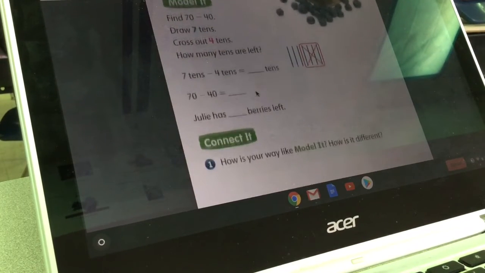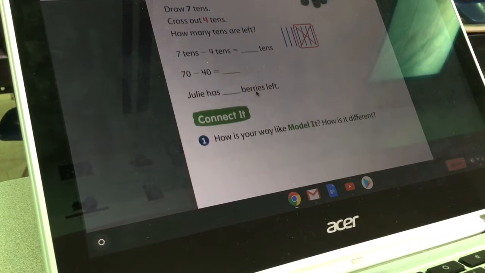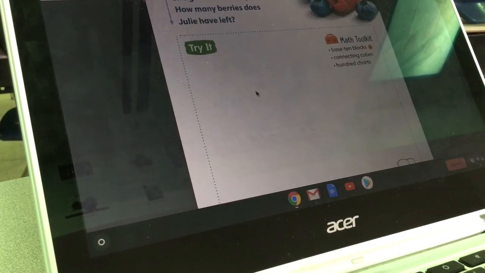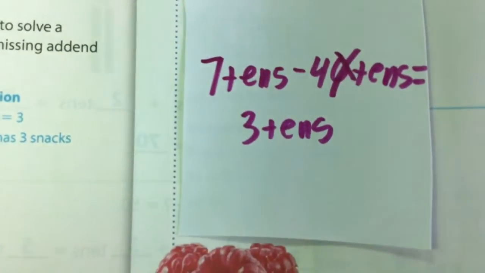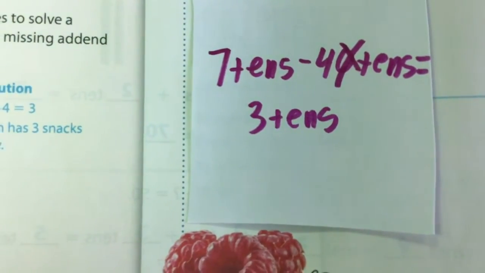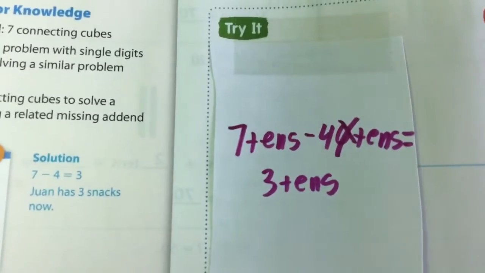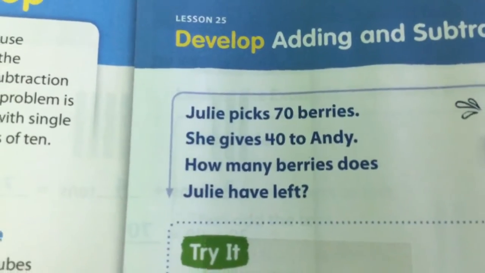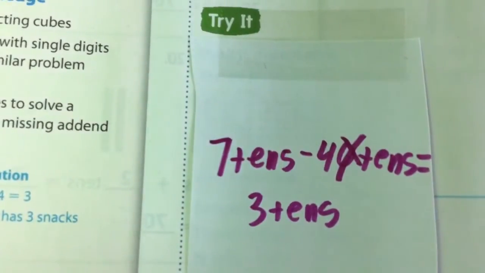All right, let's look at the connect it question. How is your way like model it? How is it different? So if we go back to our first page where we did try it, remember we wrote our subtraction sentence. 7 tens minus 4 tens equals 3 tens. That's how we chose to do it for try it. We changed our numbers in the problem, 70 and 40, to 7 tens and 4 tens. And then we found our answer.